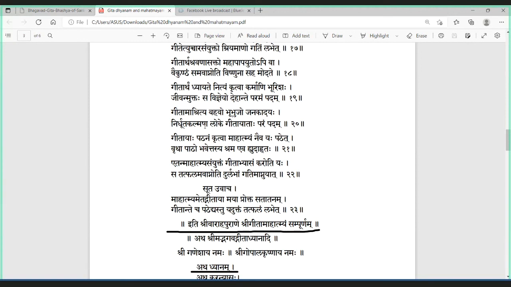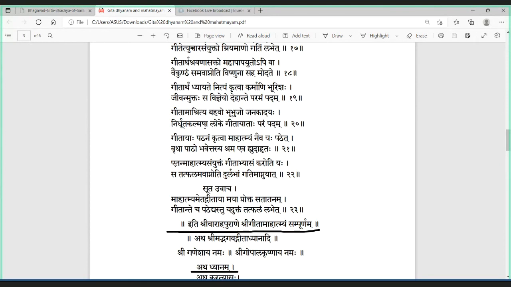Gita yah pathanam kritva mahatmyam naiva yah pathet vritha patho bhavet tasya shrama eva yudahritaha. Now he says, this is purely Arthavada. He says if you've done all this Gita study, having studied Gita, if a person does not do this Mahatmyam that we have just done, then all your study goes waste. It's of no use at all. So fortunately we are starting it with the Mahatmyam so that all our study remains fruitful.